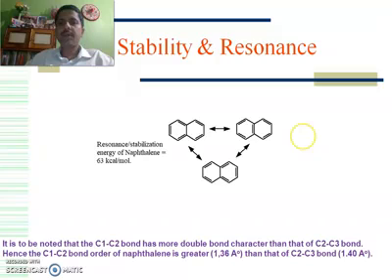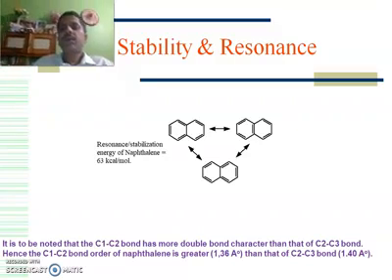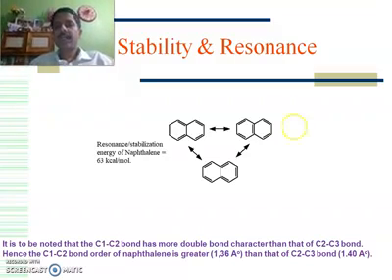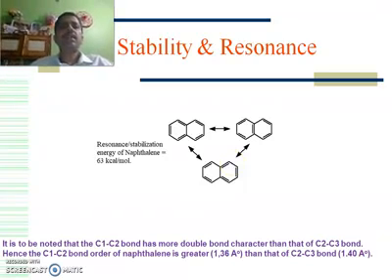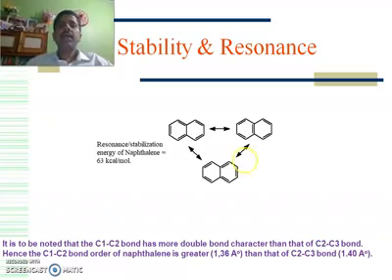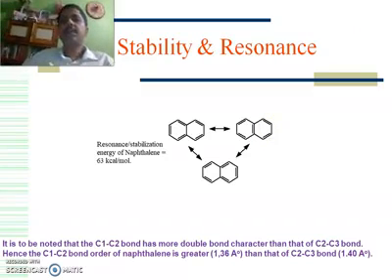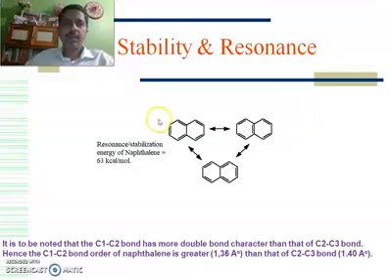It is found to be 1.36 Angstrom, which is shorter because it has more double bond character, while this has more single bond character and is found to be 1.40 Angstrom. This question is often asked in your exams: why are the two bond lengths C1-C2 and C2-C3 not equivalent in length? This is because of this type of resonance structure or double bond character. Okay.